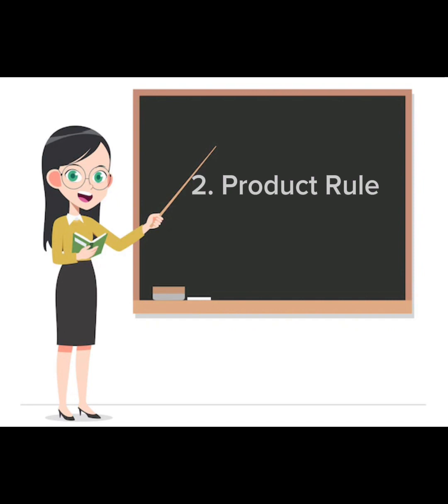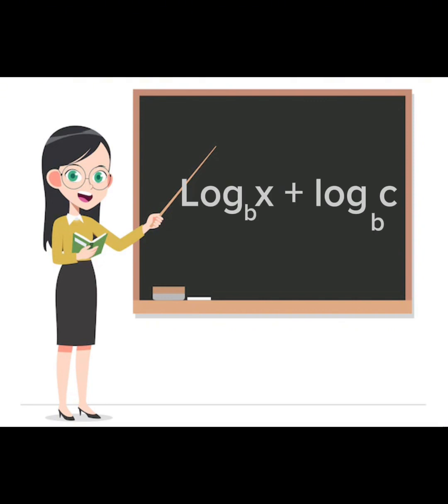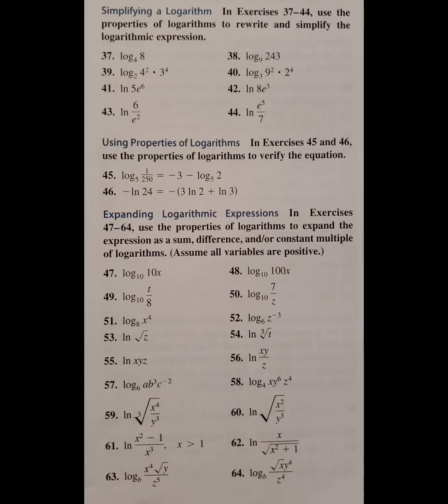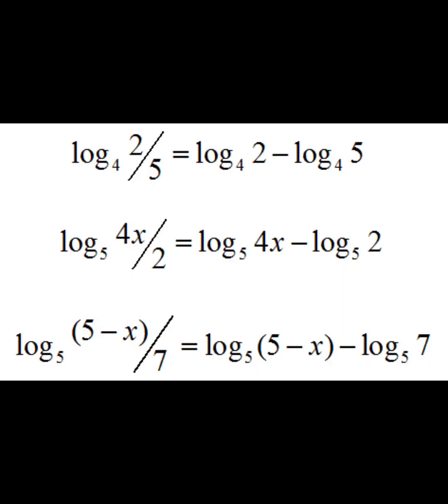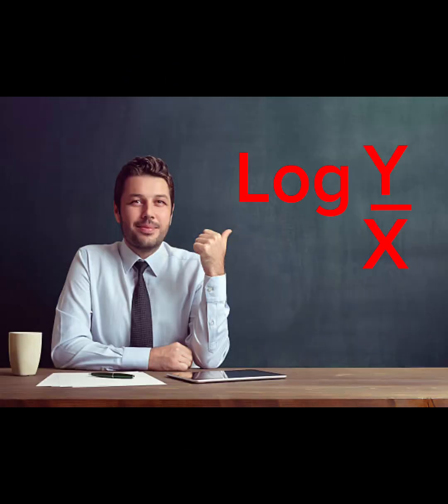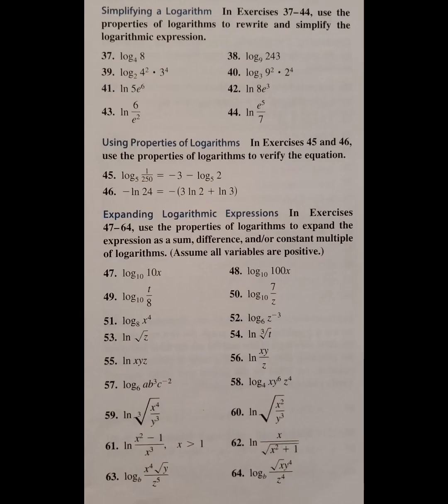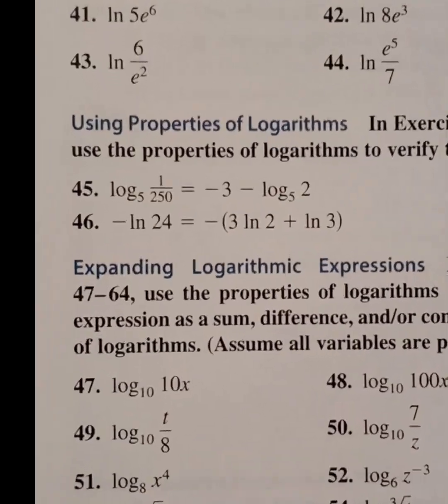Second one, product property. When multiplying two numbers inside a logarithm, you can separate the logarithms into a sum. For example, this property is useful when you need to simplify logarithmic expressions involving products. The third one, quotient property. When dividing two numbers inside a logarithm, you can separate the logarithms into a difference. Seems easy, huh? Though still a lot of students fail. This helps when you need to simplify expressions involving quotients.